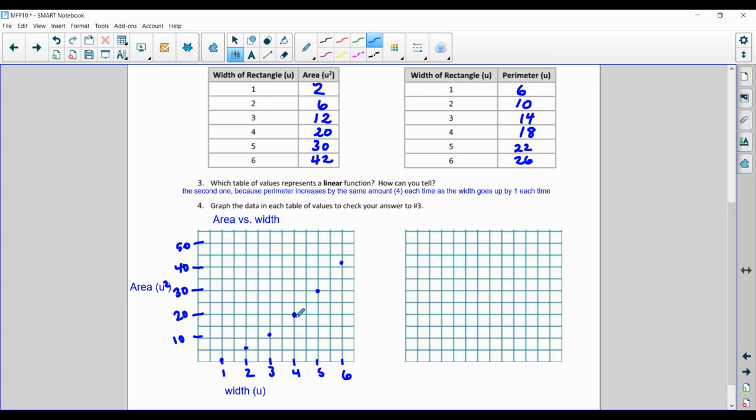Now it looks kind of like it might be linear, but it also kind of looks like it might be a curve. So what I'm going to do is graph my next one and see which one looks more linear. And then I'm actually going to use a straight line and see which one actually makes more of a straight line. Okay, so on our second graph, once again, we want to go all the way up to 6 on the bottom.